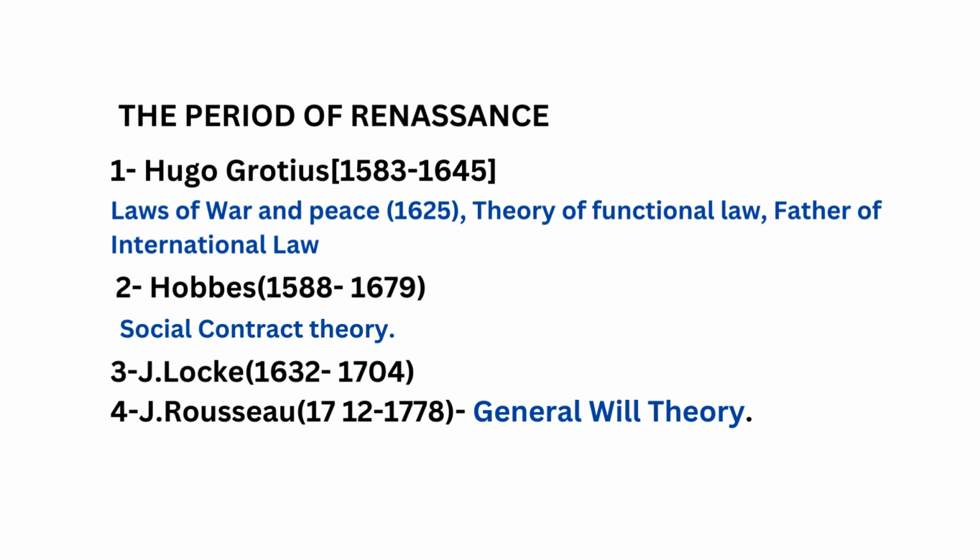The second is Hobbes from 1588 to 1679. He gave the social contract theory. Then John Locke from 1632 to 1704. Then Rousseau from 1712 to 1778. He gave the general will theory.